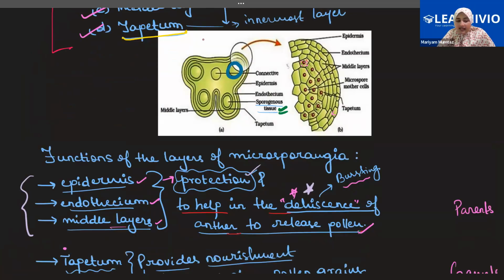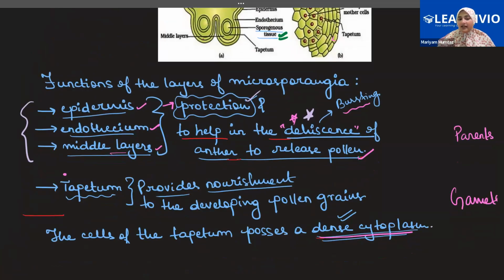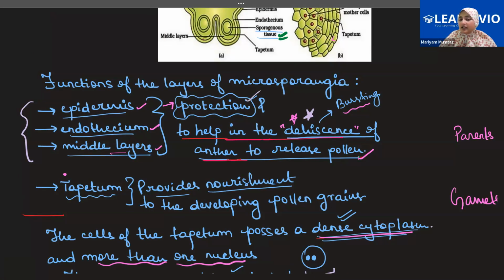Now see, each of these layers has its own particular function to perform. For example, the epidermis, endothecium, and middle layers, the first three layers from the outside, are responsible for protection, first of all. And apart from that, they help in the dehiscence of the anther to release pollen. Once the anther has matured and enough pollen grains have been made, what happens? The anther bursts. Why? So that it can release the pollen grains into the air, into the atmosphere. This bursting of the anther we call the dehiscence of the anther. And this phenomenon happens because of the first three layers from the outside.